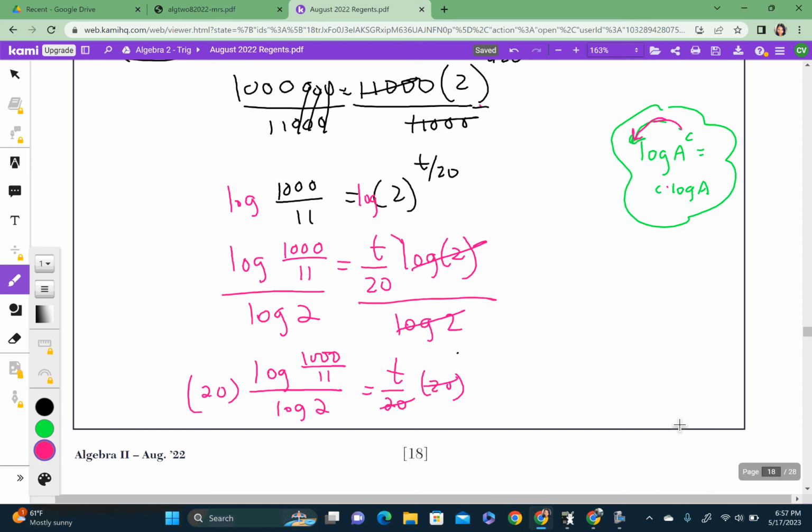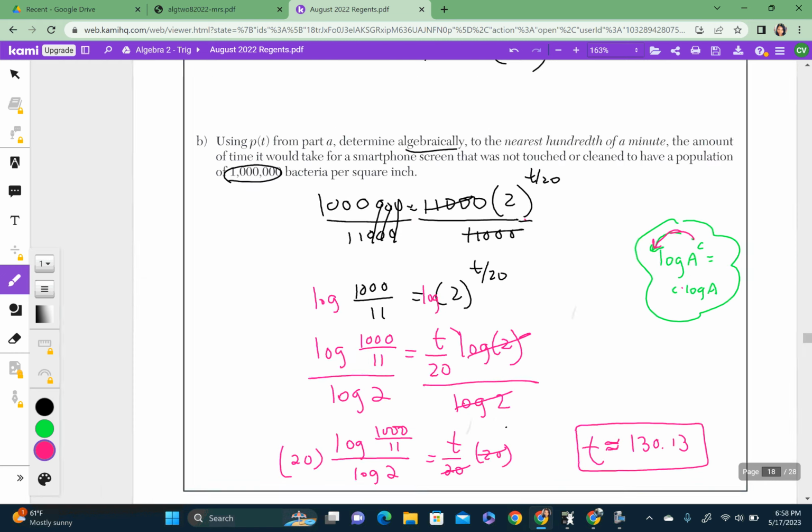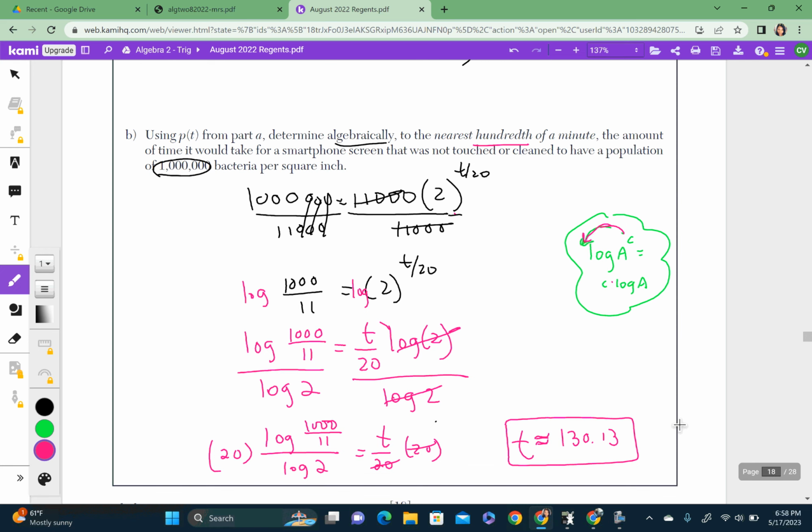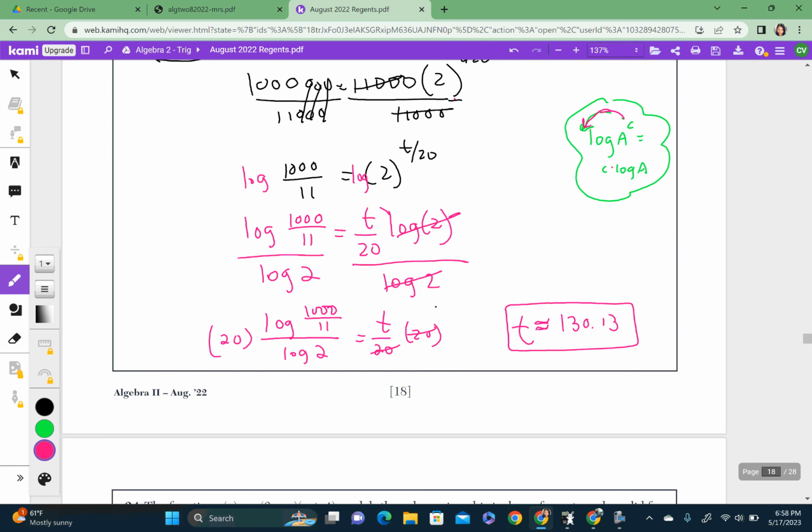When I plug that into my calculator, I'm going to get that t is equal to about 130.13. Okay, 130.13. And the reason why I did that is because it says to the nearest hundredths of a minute. So I just went to the hundredths place. If you don't get how to plug that into the calculator, let me know, and I will help you.